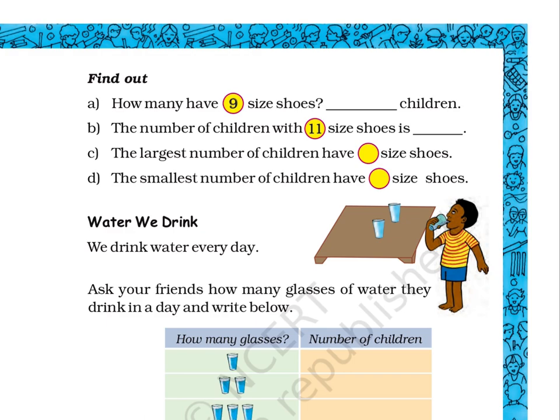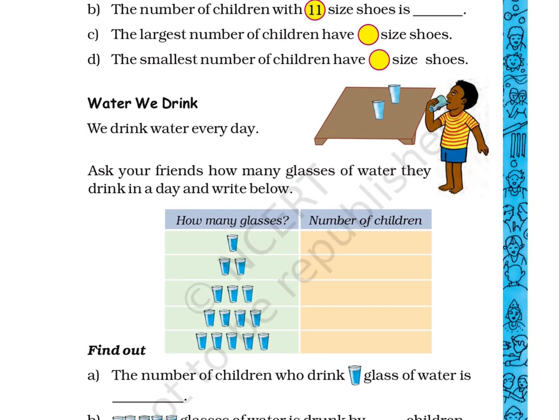Part 2. Water We Drink. Picture 1 on the right side of the title shows two glasses of water on the table and a boy standing next to the table drinking water from a glass held in his hands.